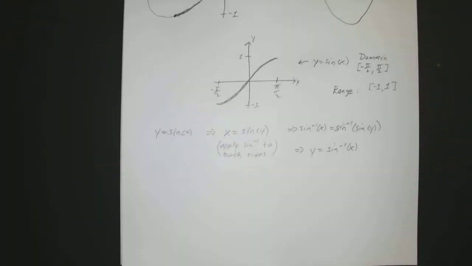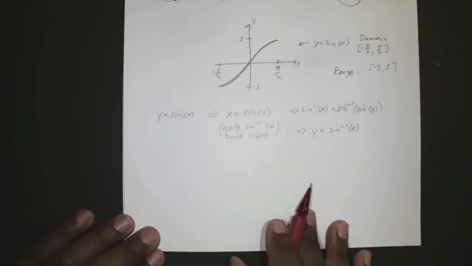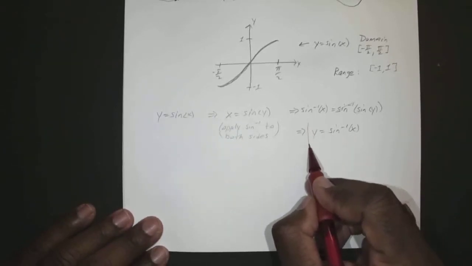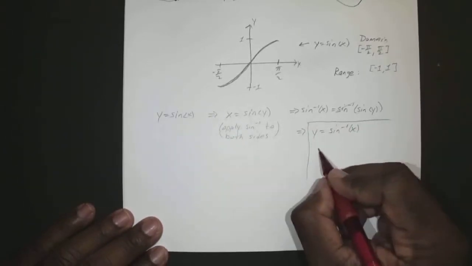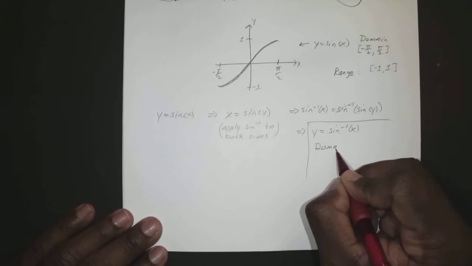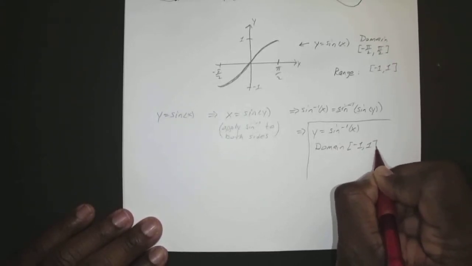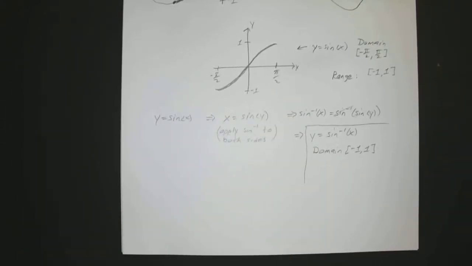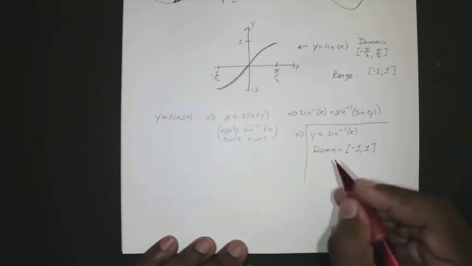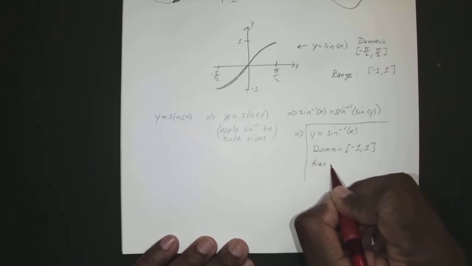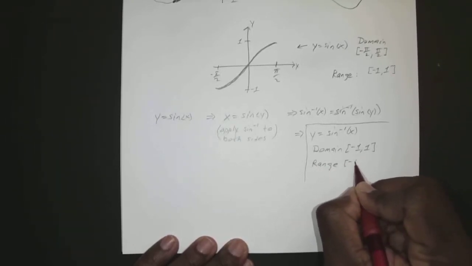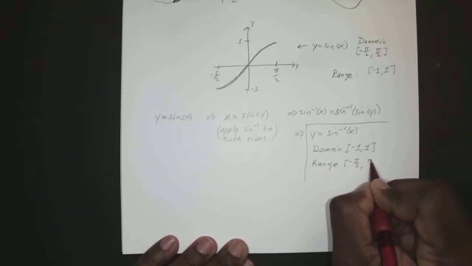But once we interchange the x and y for the inverse, we now have a domain of negative 1 to 1. Because remember, we switched our x and y's. So what was once the range is now the domain, and what was once the domain becomes the range. And your range is negative pi over 2 to pi over 2.